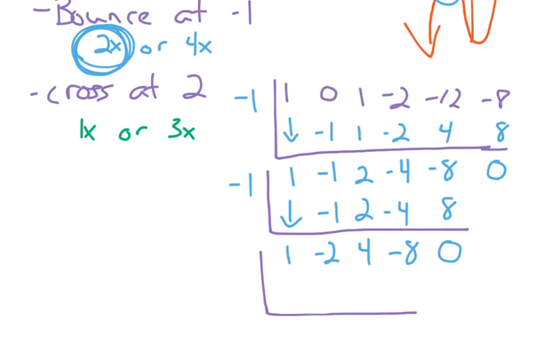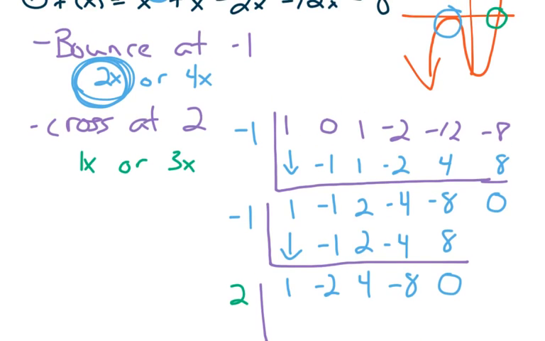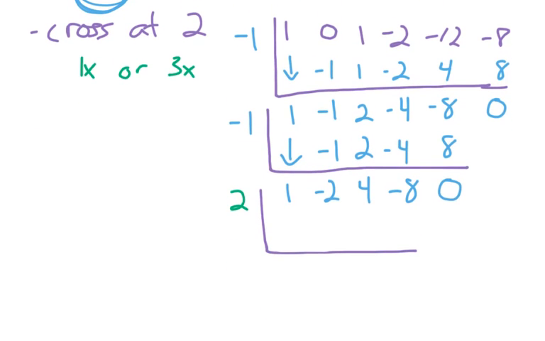I'm going to try my x value of 2 because it crossed at 2. Looks like it crosses at 2, so I'm going to try 2. Let's see if 2 gives me a 0 at the end. So we'll bring down a 1. 1 times 2 is 2. -2 plus 2 is 0. 0 times 2 is still 0. 4 plus 0 is 4. Times 2 is 8. And that worked. Got a 0 at the end.